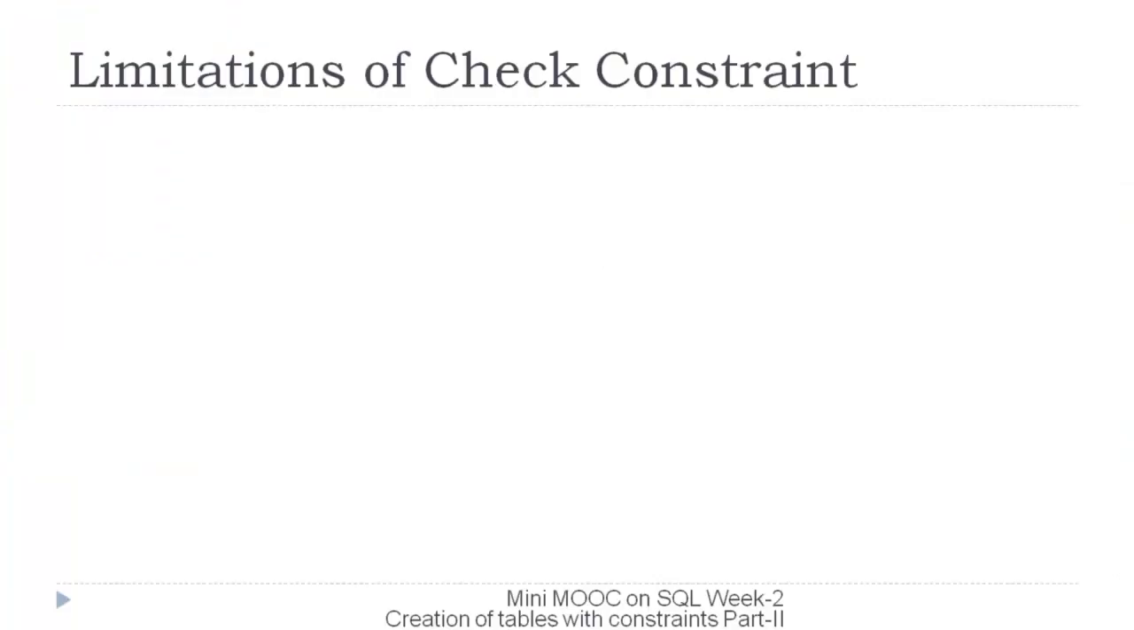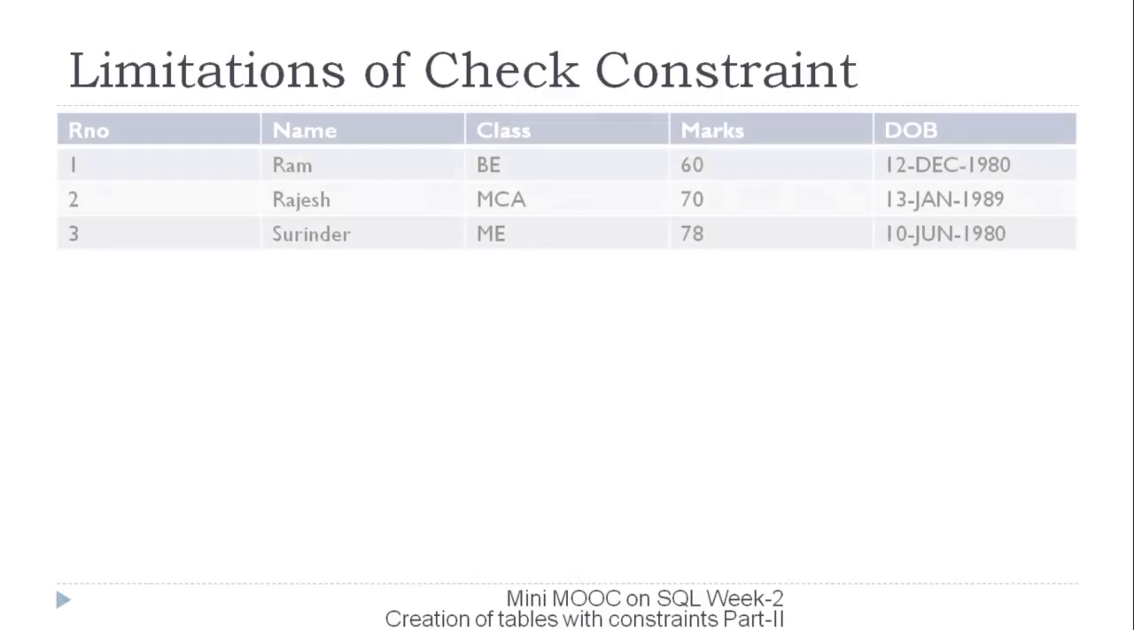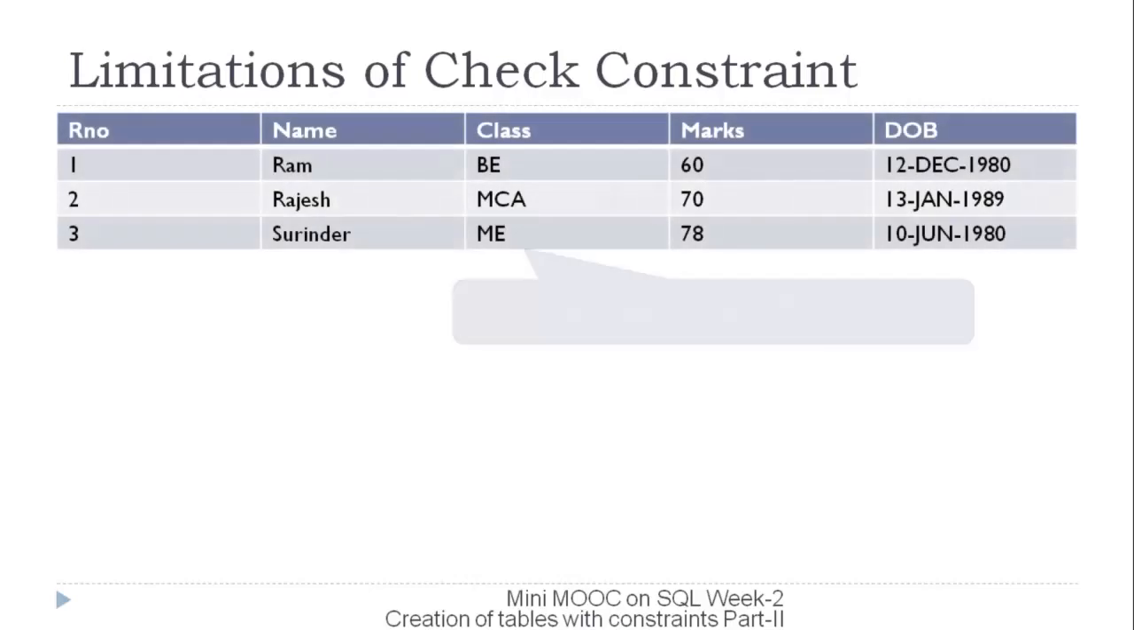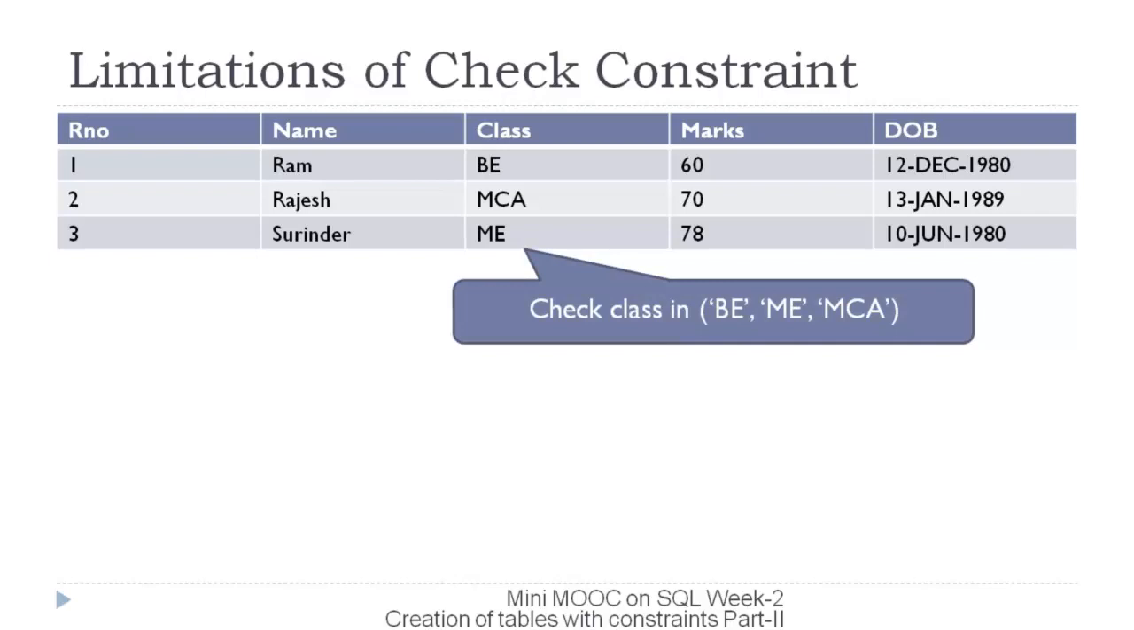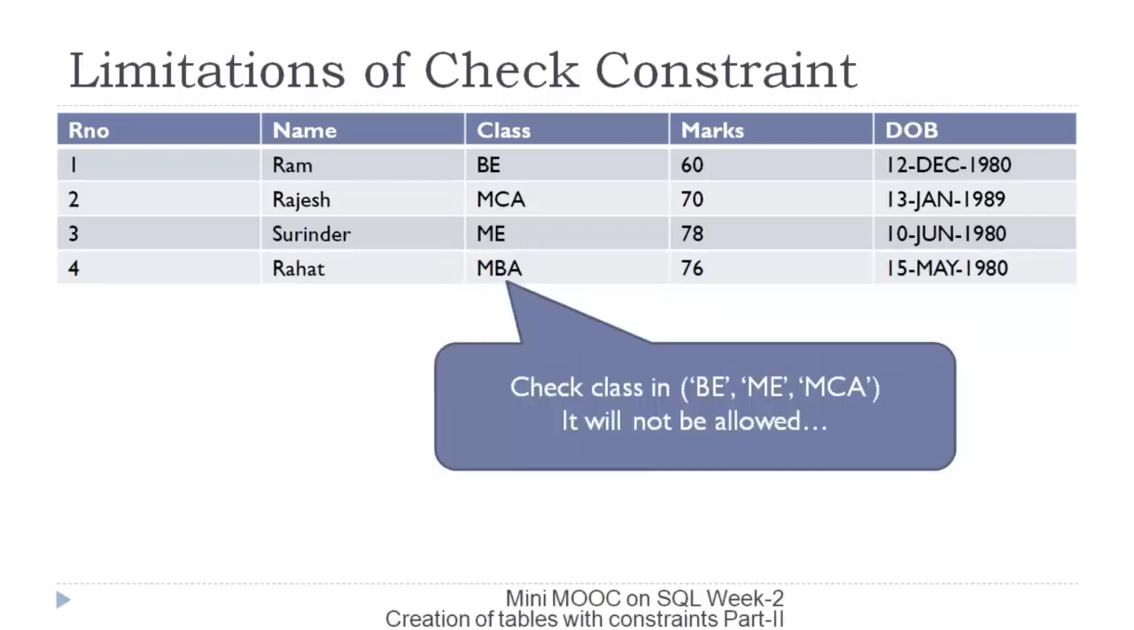There are some limitations of check constraint. As we have applied check constraint on class column to ensure that only BE, ME and MCA classes are allowed in our university, but it suffers from some anomalies. Let's suppose our university has started an MBA course and we wish to insert roll number 4 into this course. But here it is not allowed. In order to make this insertion possible, we have to change the structure of this table by adding MBA into the check class list.